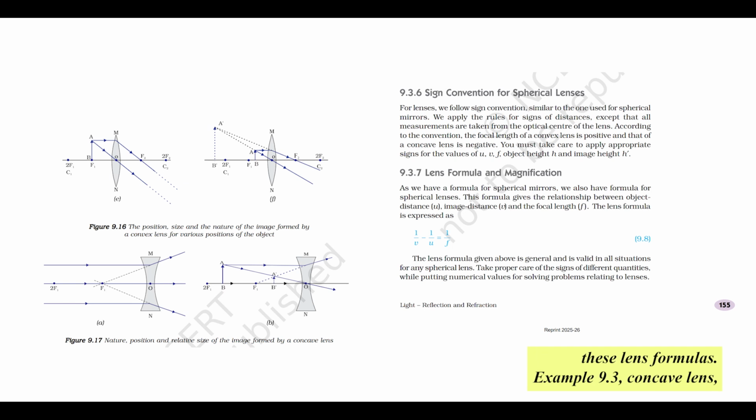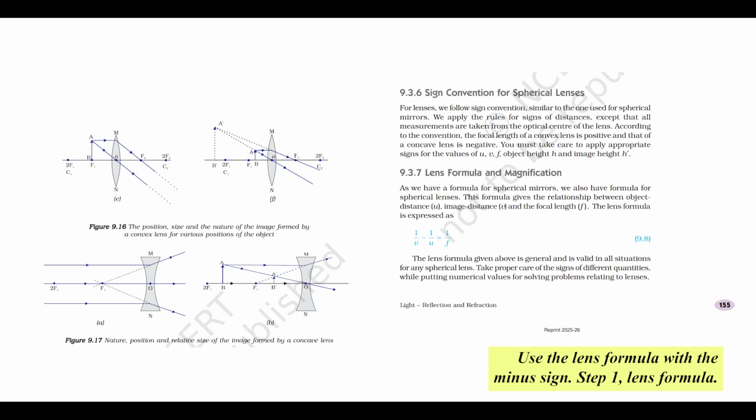Example 9.3: a concave lens, f = -15 centimeters, negative for concave, forms an image at v = -10 centimeters. A concave lens always forms a virtual image on the same side, so v is negative. Find the object distance u and magnification m. Okay, f is -15, v is -10. We need u and m. Use the lens formula with the minus sign.